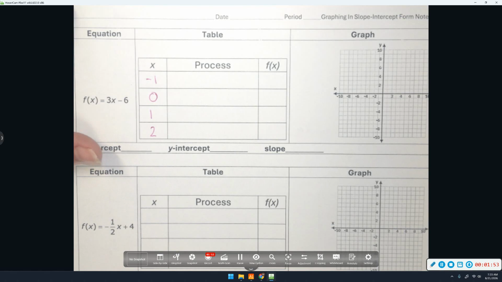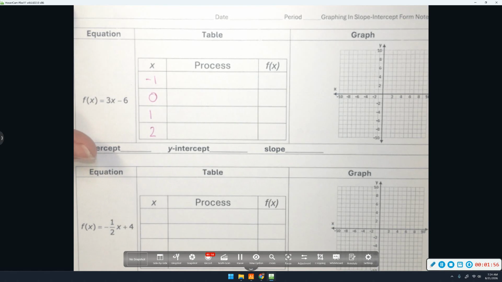Y'all, if you don't have this paper in front of you, you should come get it. Every day.